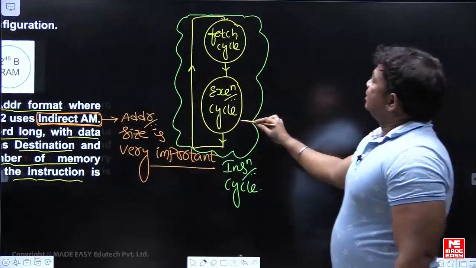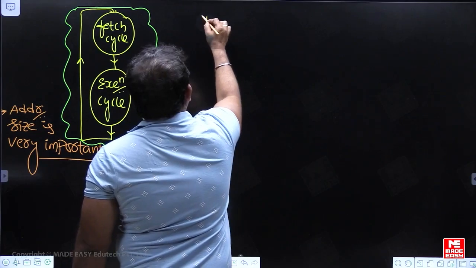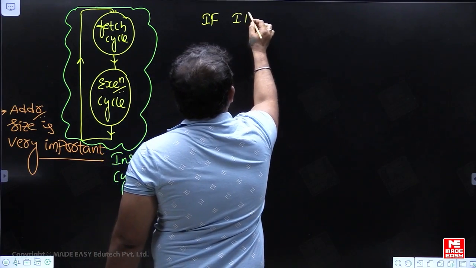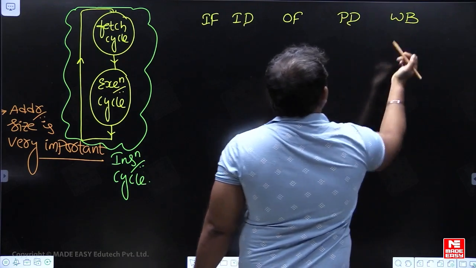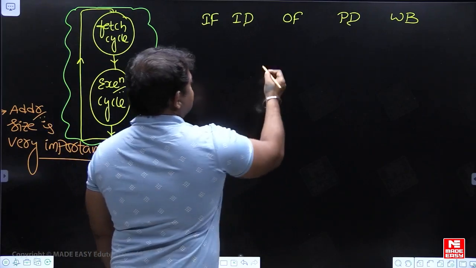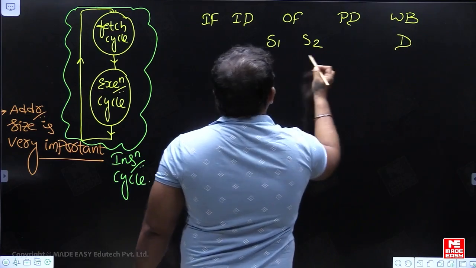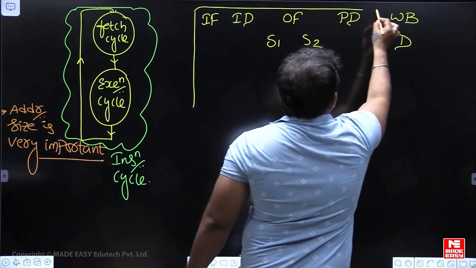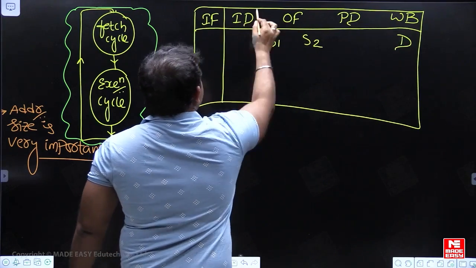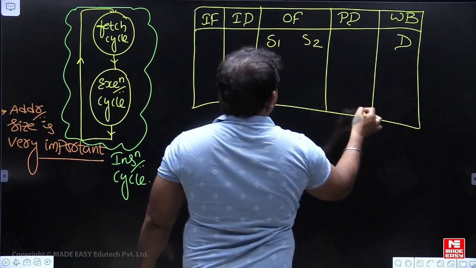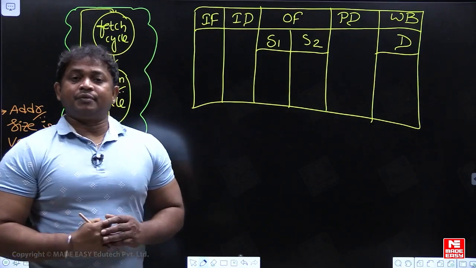If you see the instruction cycle, what is the framework we analyzed in our regular class? IF, ID, OF, PD, WB. These are the instruction execution states, as you know. OF is operand fetch, source 1, source 2. WB is write back, destination. This is the framework of the instruction execution sequence. Everyone knows this. Now interpret the given instruction into this format, and then you may automatically understand the number of memory references required.